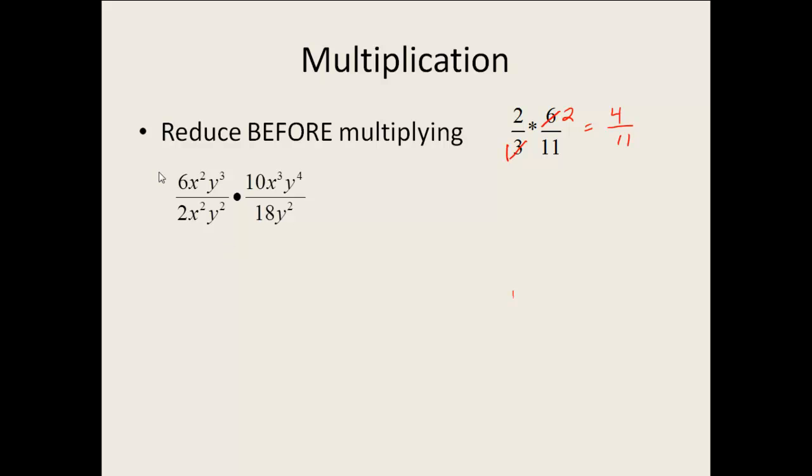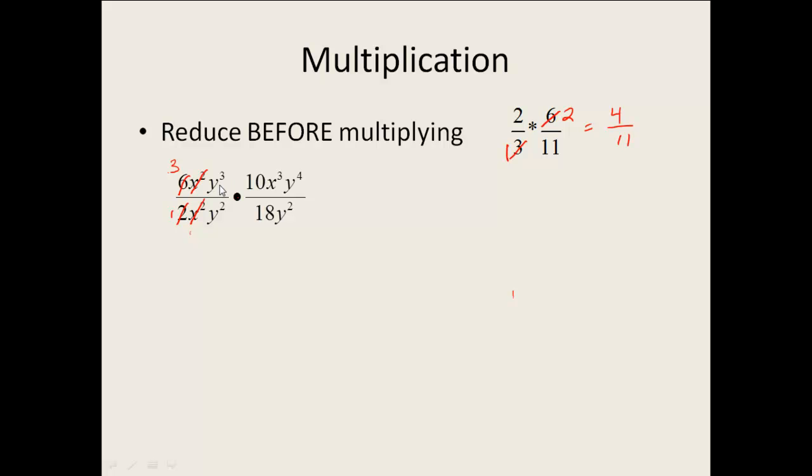Here's our first example. Now I can reduce anything on the top with anything on the bottom. Since it's a multiply problem, I can do that. I'm going to just start with the regular numbers. So I'm going to reduce the 6 with a 2. So that would give me a 1 and a 3. I'm going to reduce this x squared with that x squared. And now this y to the third and the y to the second.